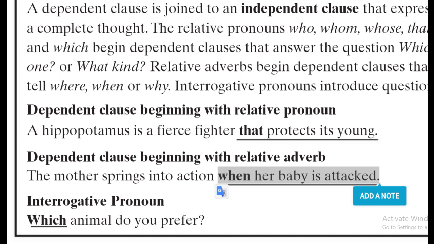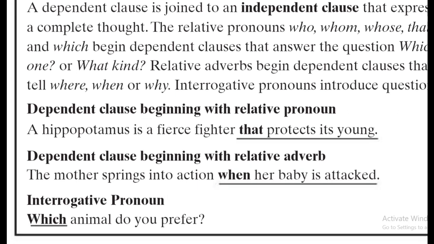Okay? Let's make a summary for this part. We can say that an independent clause is a complete part that tells you everything about the thing that you want to know about. And a dependent clause is a part that when you read or you hear, you will feel that there is something that is really missing.